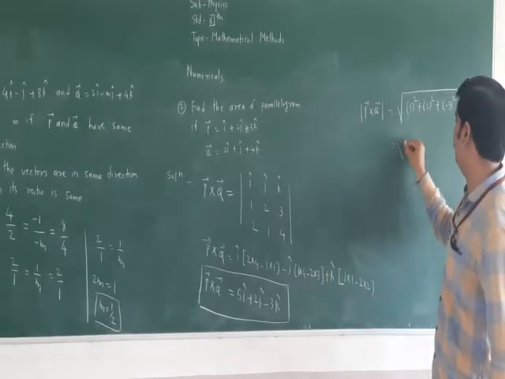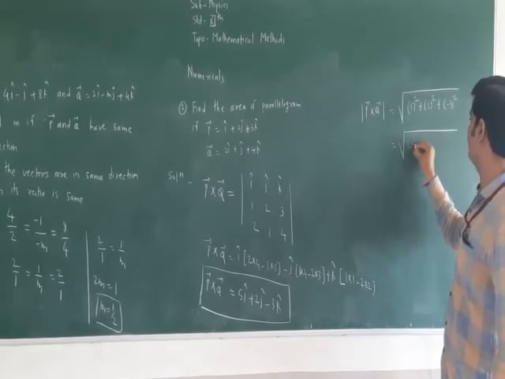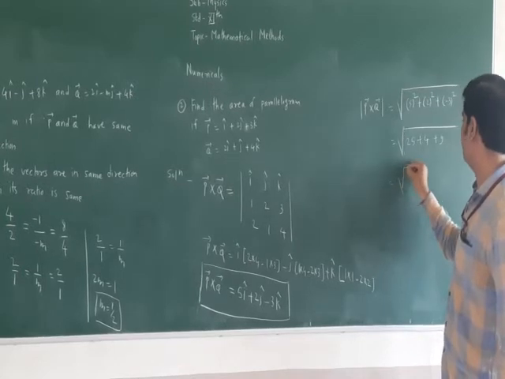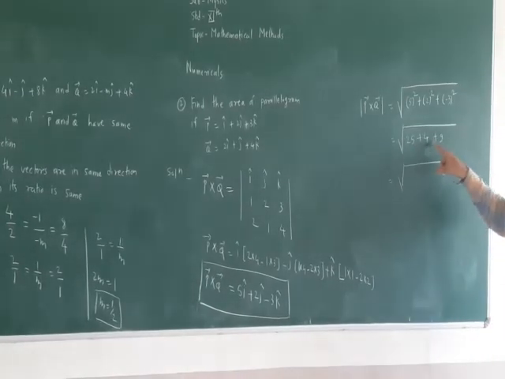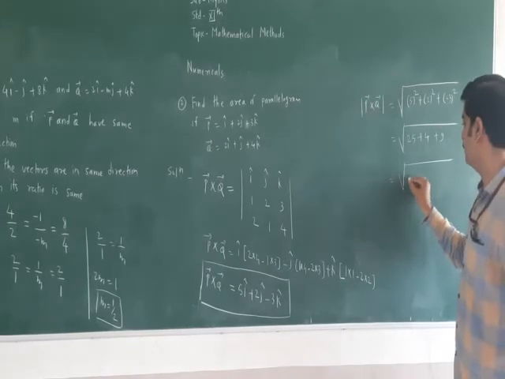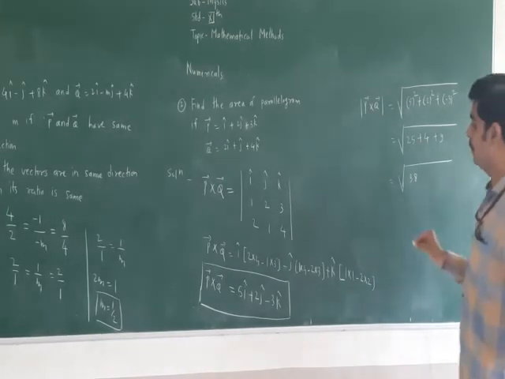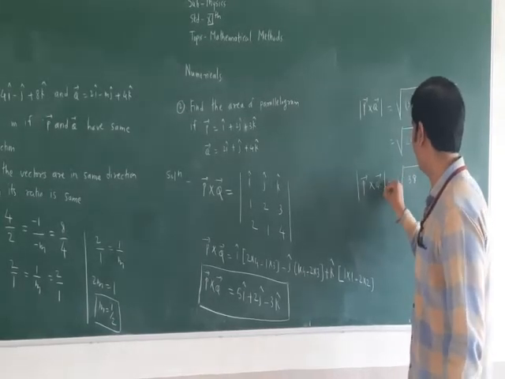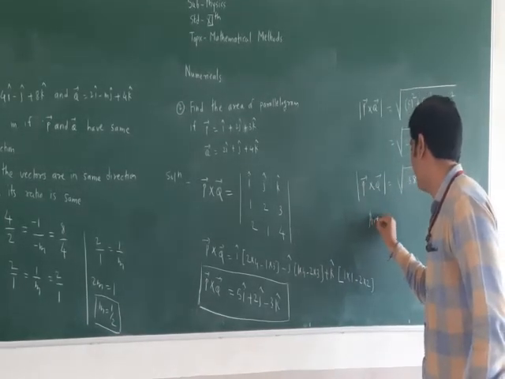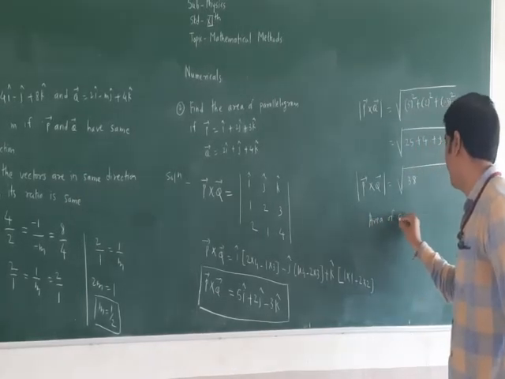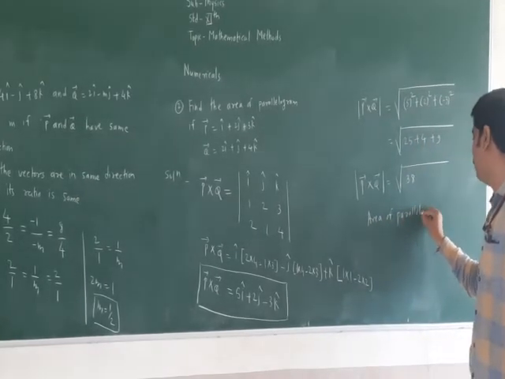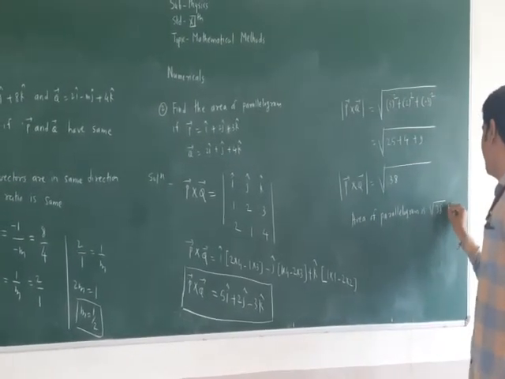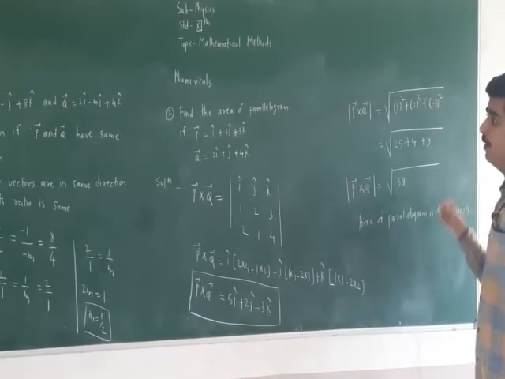What is the square of 5? 25 plus 4 plus 9. So, what is the final answer? So, 25 plus 4 is 29, 29 plus 9, 38. So, final answer, we are getting 38. Okay, so that is vector P cross vector Q, which is magnitude. So we can write here, area of parallelogram is root 38 units. So this will be our final answer.